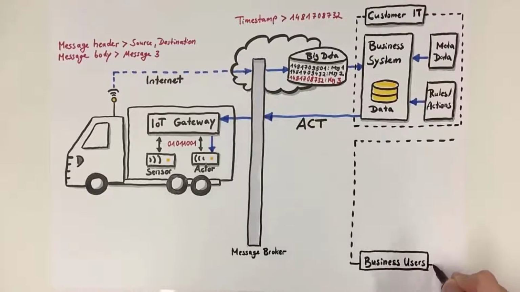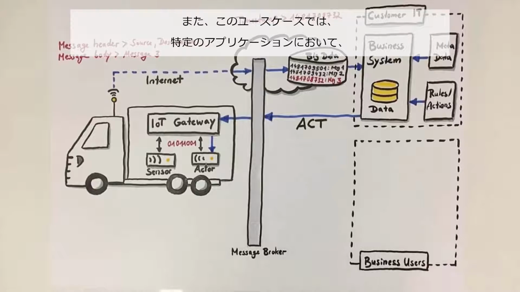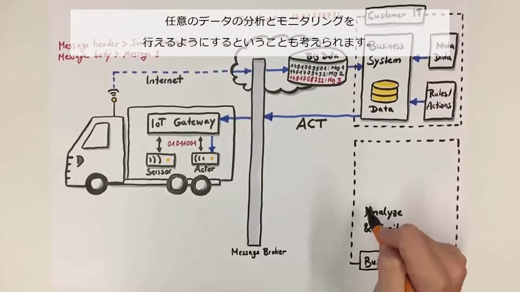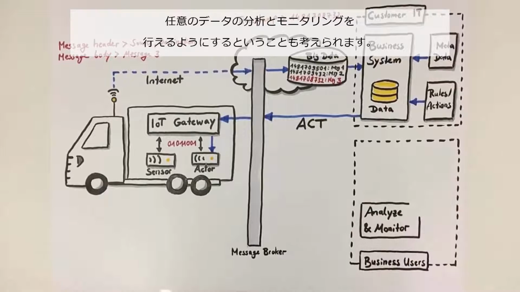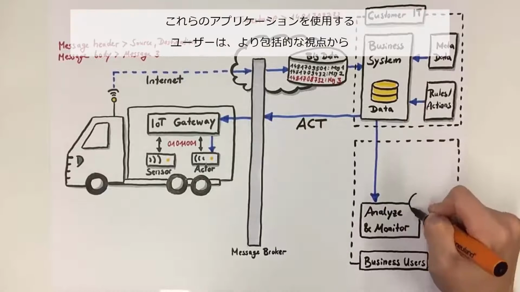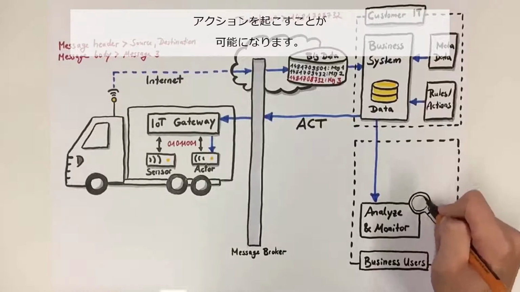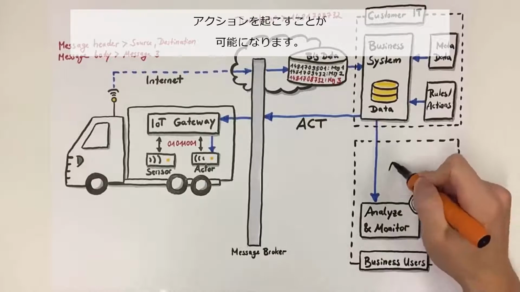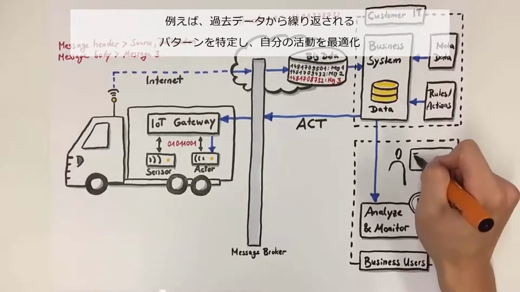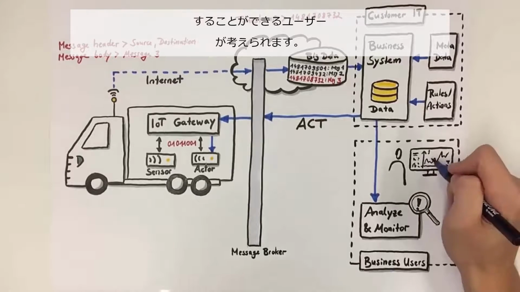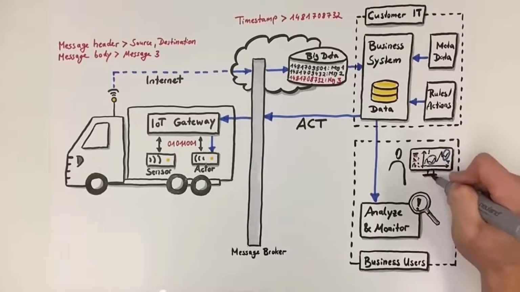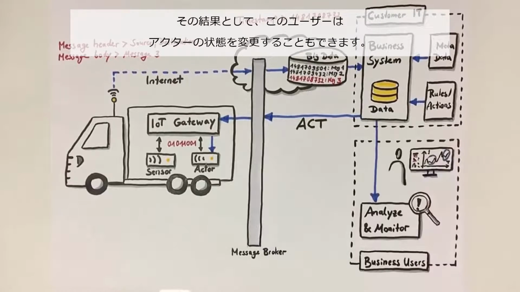Another path we could follow in our use case is where specific applications support the analysis and monitoring of the given data. Users who are empowered by these applications can initiate actions based on a much more comprehensive insight. We can imagine a user, for example, who identifies a repeating pattern in the historical data, which helps him to optimize activities. As a result, this user might then change the current state of an actor.